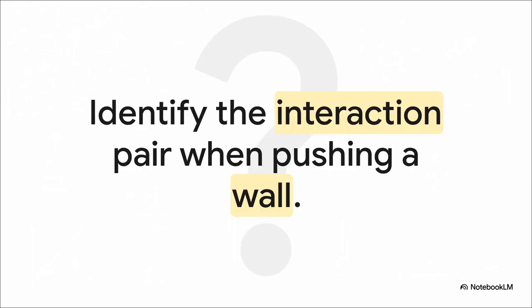I want to leave you with one final provocative thought to test your new mental model. Imagine you're coasting on a skateboard and you push forward on a heavy brick wall. Using everything we just covered about Newton's third law and interaction pairs, identify the specific forces in that interaction pair and predict what's going to happen to your resulting motion. Think carefully about where the forces are being applied and which object actually has the ability to accelerate.